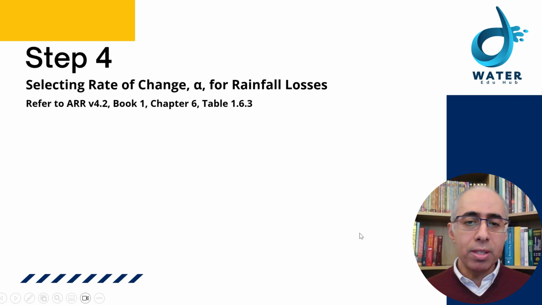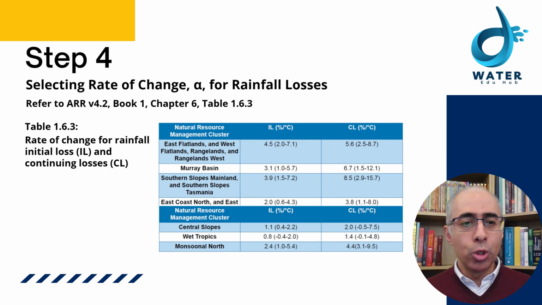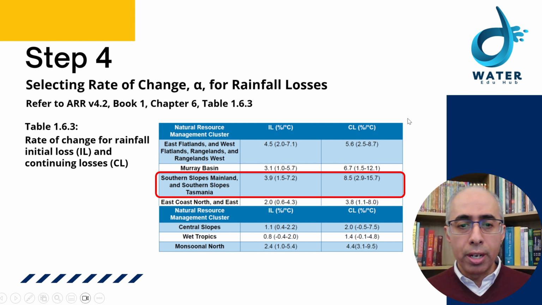Okay, step 4. Now it's the time to look into the rainfall losses projections. For that one, the good point is delta T is not going to change. I'm using the same delta T. The only thing that needs to be found from the guideline is the alpha, or the rate of change. And for that one, we have a table, 1.6.3. So this table has a dedicated column for initial loss and another one for the continuing loss. What about the rows? Actually, the losses are depending on the location. So in our case, we are in Melbourne, and Melbourne falls in Southern Slopes mainland.